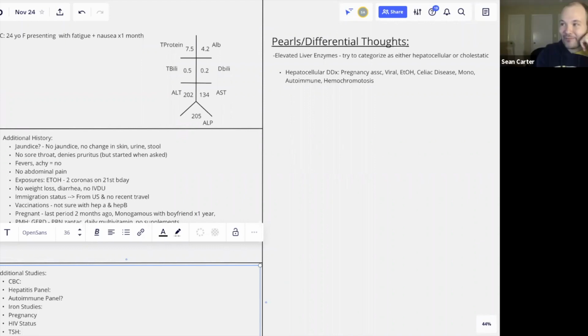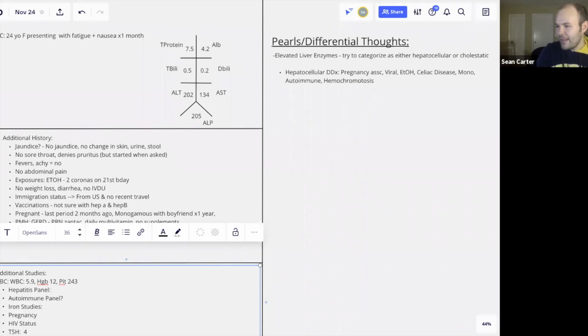So I'll give you her TSH right off the bat because they got that with the normal tests and it was 3,000. Just kidding. It was only 4. So it was normal. Her CBC, she had a white blood cell count of 5.9, hemoglobin of 12, and her platelets were 243.